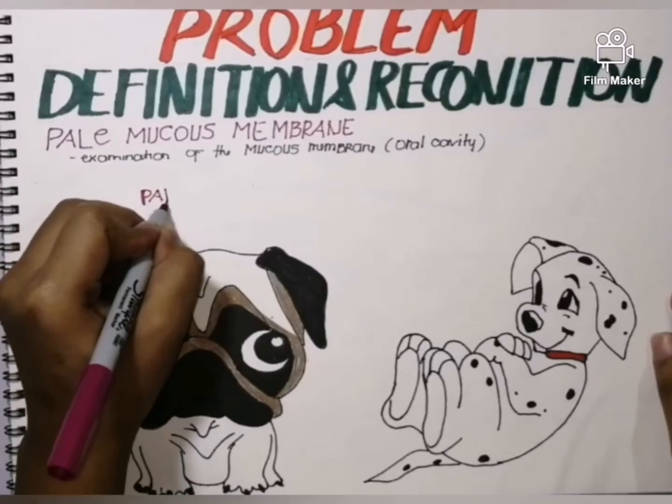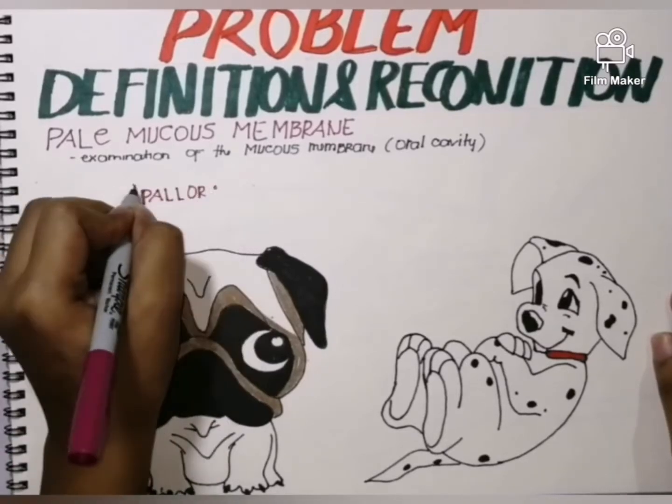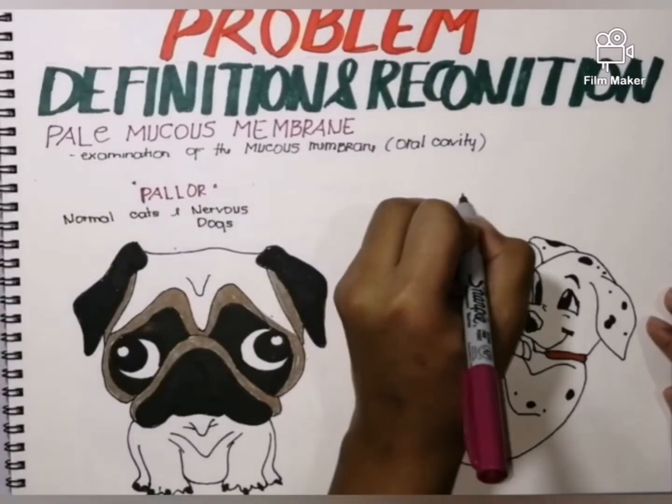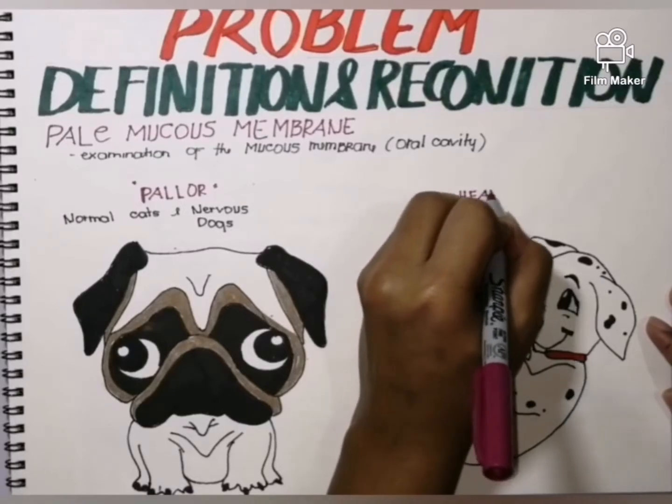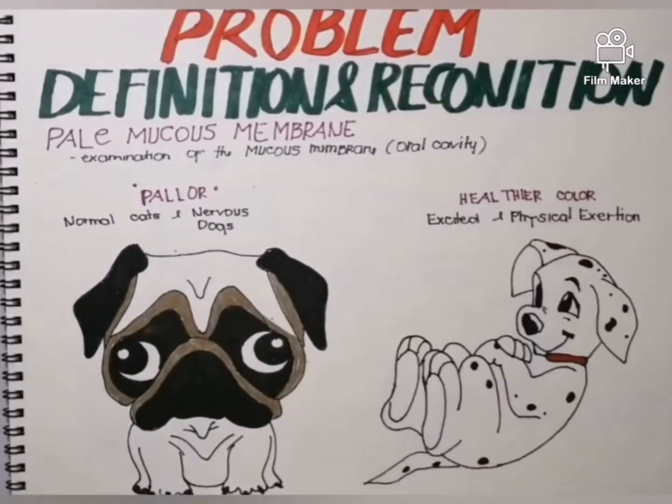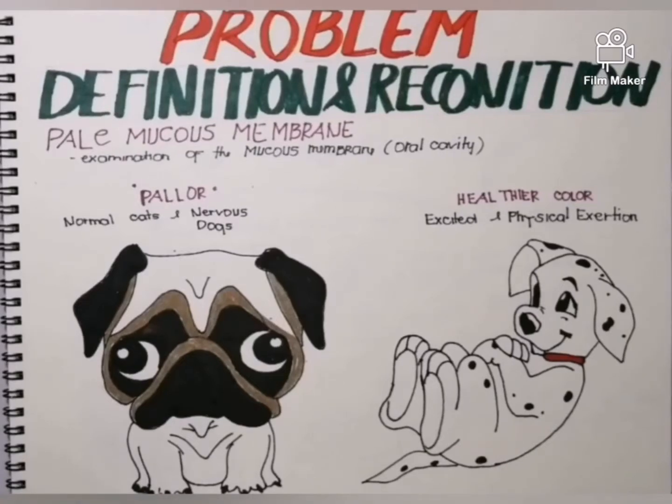Physiologic vasoconstriction may result in visible pallor in normal cats and many nervous or apprehensive dogs. Other factors, such as excitement and physical exertion, can produce the appearance of a healthier color, particularly of the oral mucous membrane.